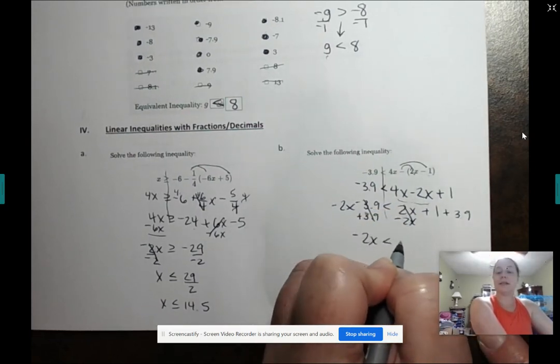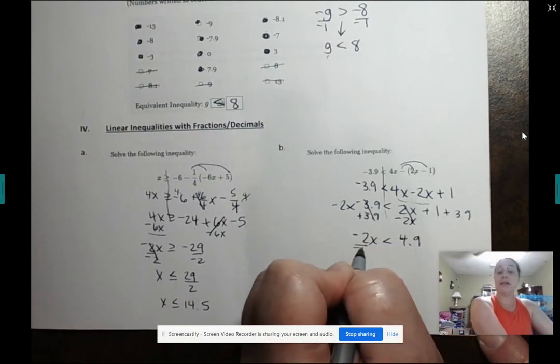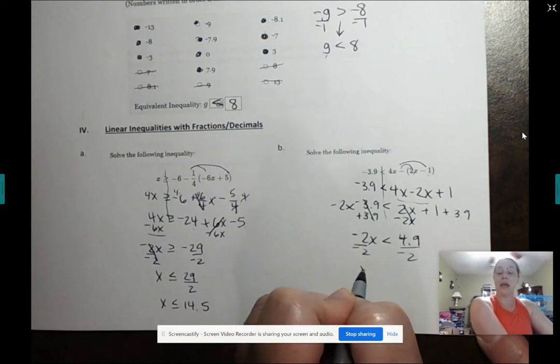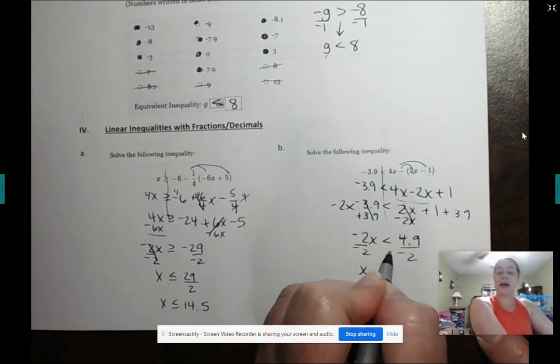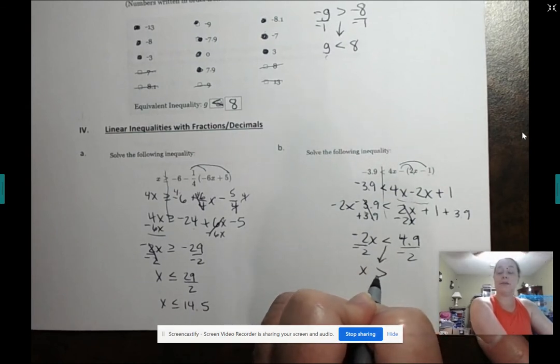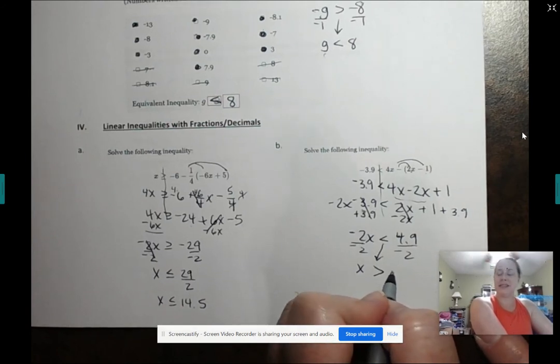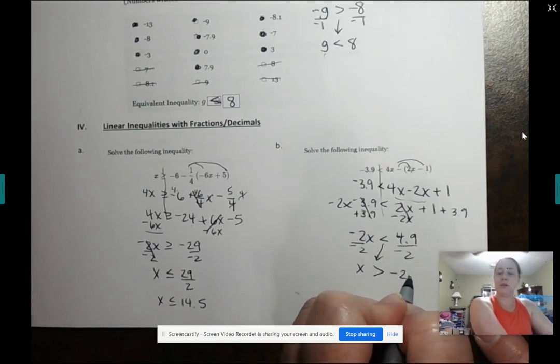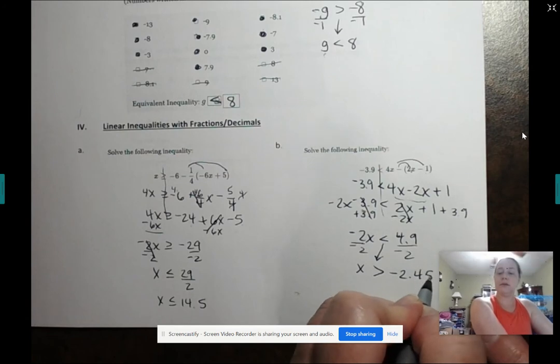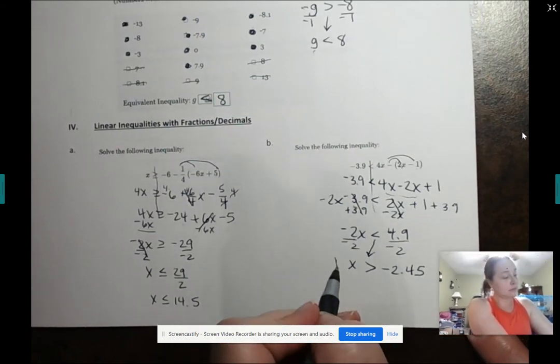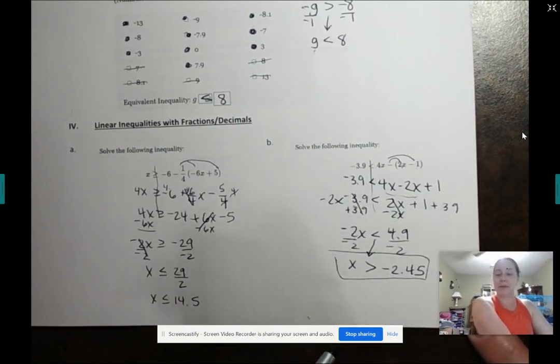Negative 2x, and 1 plus 3.9 is 4.9. And then I'm going to divide by negative 2. And I end up getting a change in the inequality symbol. And this ends up being negative 2.45. And that's my answer, and that's what you would type in.